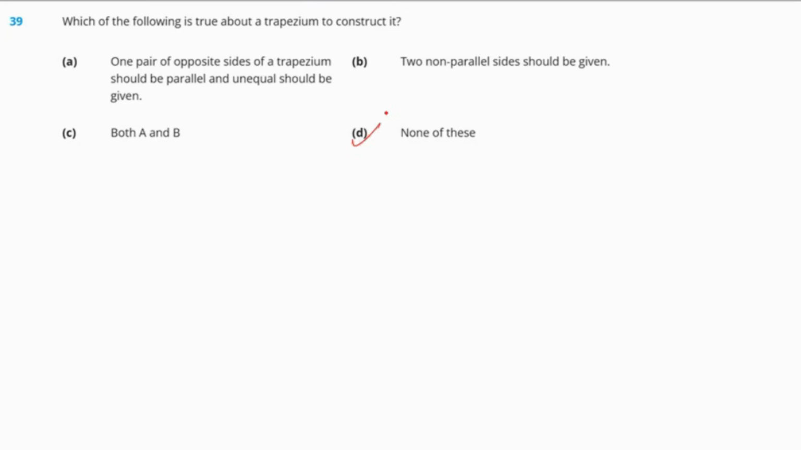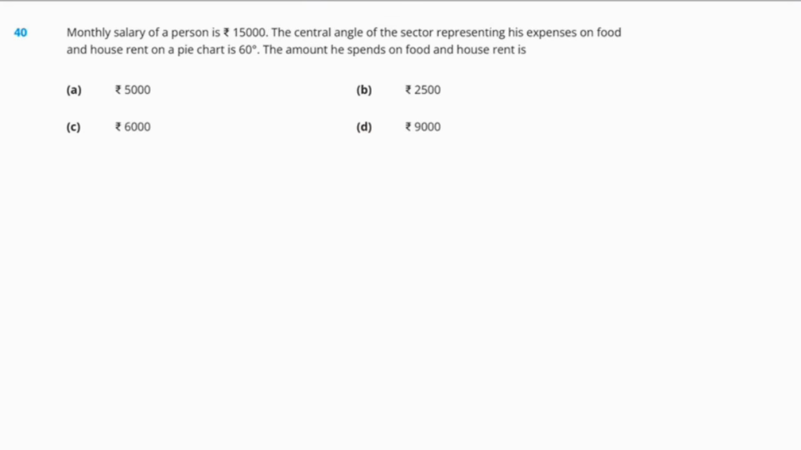Okay, now the next, monthly salary of a person is 15,000 rupees. The central angle of the sector representing his expenses on the food and house rent on the pie chart is 60°. Okay, now we are supposed to figure out the amount he spends on the food and the house rent. Monthly salary of the person is given to us, which is 15,000, correct? Now, and the central angle is given to us, which is 60°.